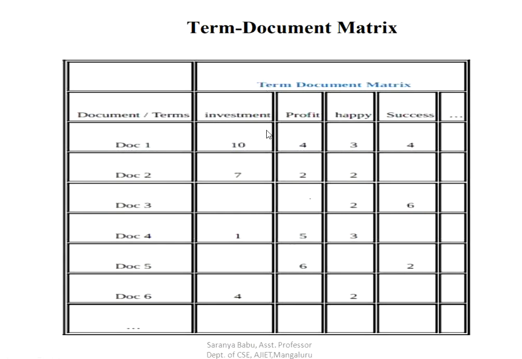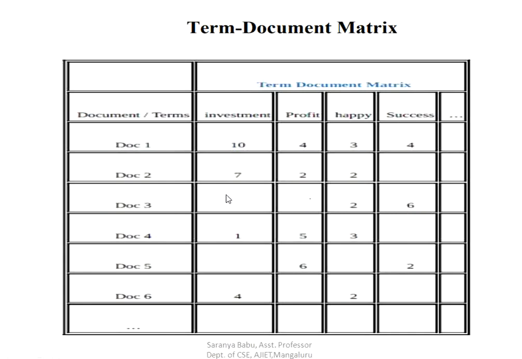Same way, the term investment in document 2 occurs 7 times, profit 2 times, happy 2 times. Now in document 3 you cannot find investment and profit. There is no occurrence of investment and profit, so that is kept blank, whereas happy has occurred 2 times and success has occurred 6 times.